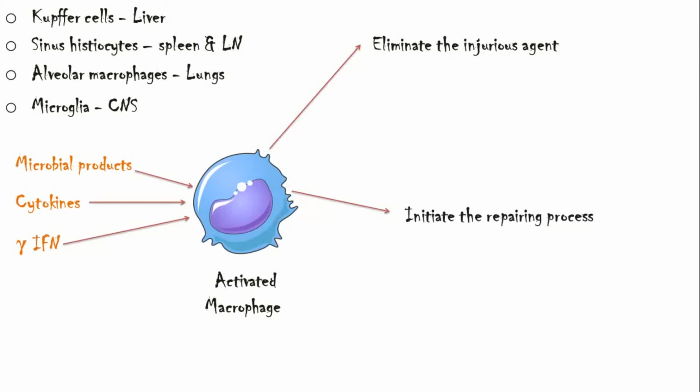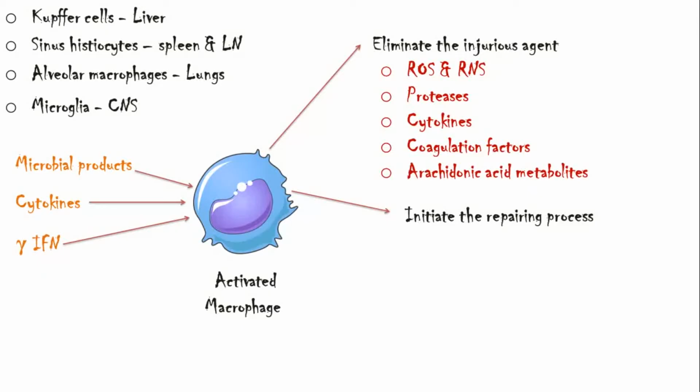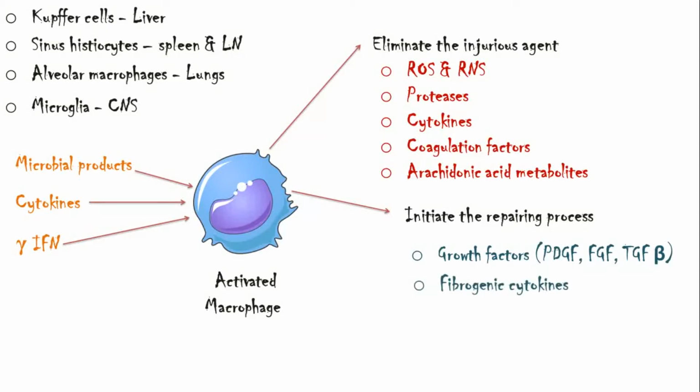For the elimination, they secrete reactive oxygen and nitrogen species, proteases which digest a pathogen, cytokines, coagulation factors and arachidonic acid metabolites. To initiate the repairing process, they secrete growth factors such as platelet-derived growth factor, fibroblast growth factor, and transforming growth factor beta; fibrogenic cytokines which stimulate fibrosis; angiogenic factors which cause angiogenesis; and collagen remodelers.